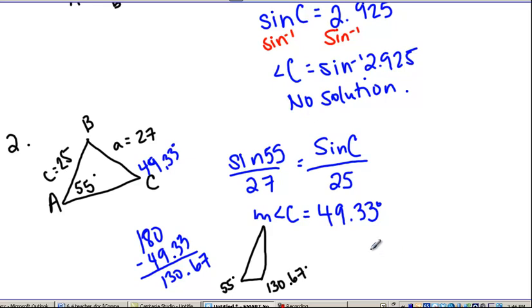Okay, so what we're going to do is we're going to add, because we got to figure out what the measurement of angle B is. So we're going to do 180 minus 55 minus 130.67. When you do that, what do we get? You're going to get a negative decimal number, which is not possible. So there is only one solution to example 2.